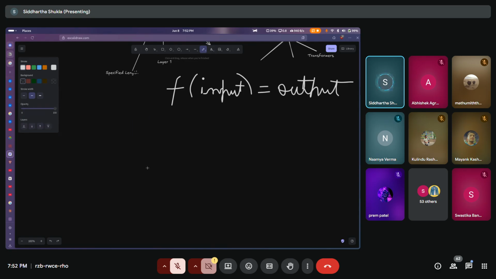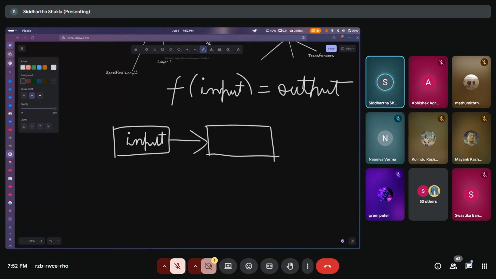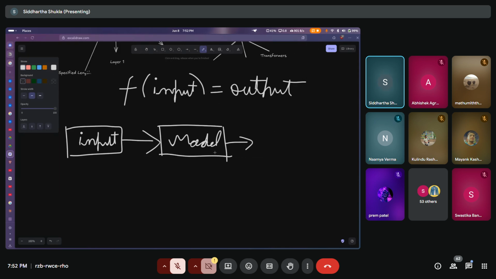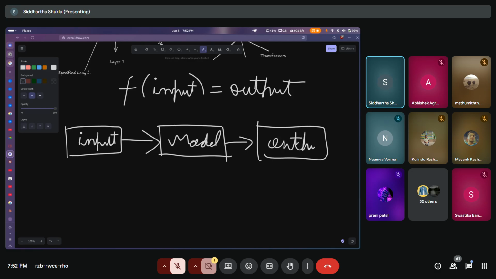I'll just draw this out. Recurrent neural networks take inputs, and the inputs go into the model. The model generates an output, and then another output.